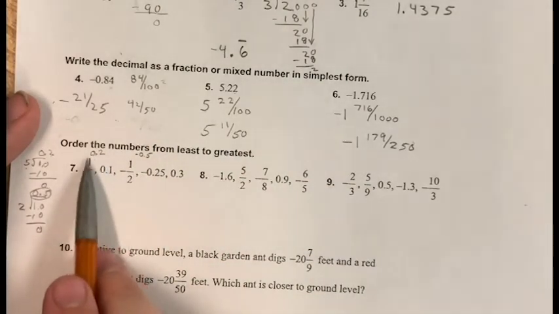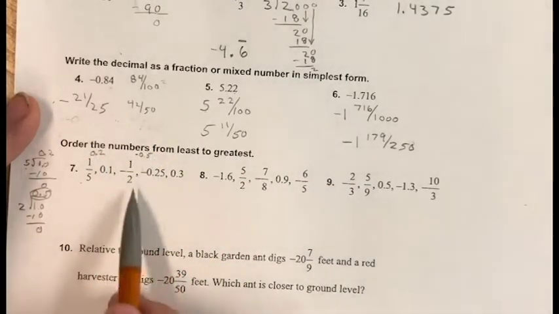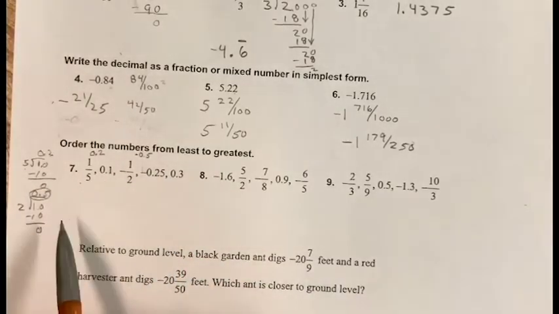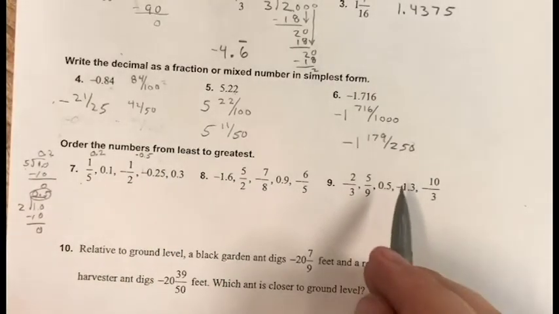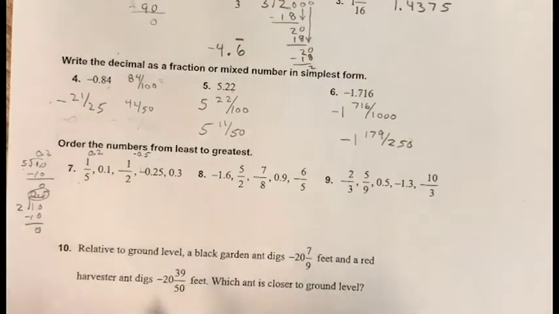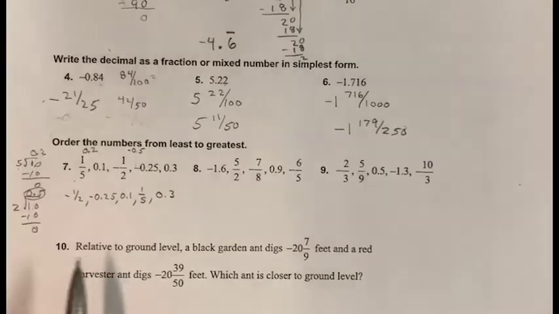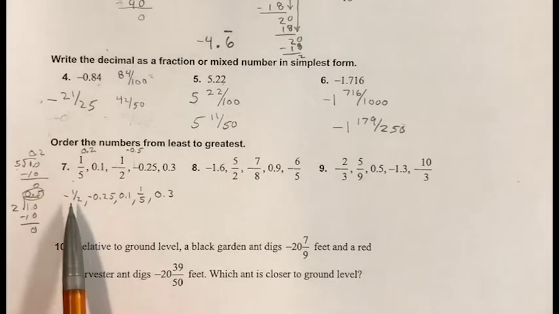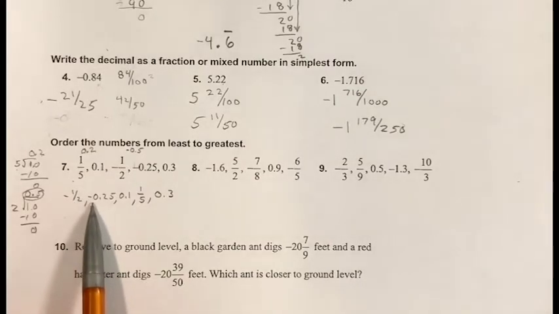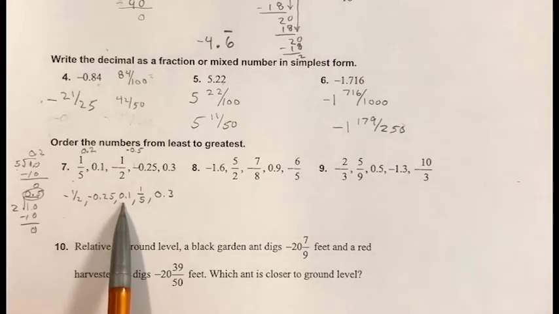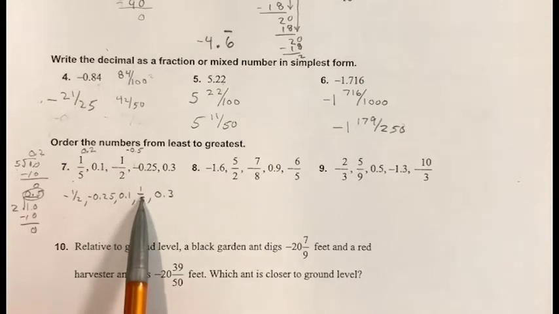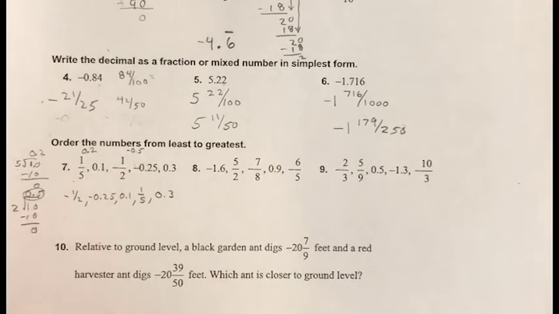Now that I know what this decimal is and what this decimal is, I can compare and contrast all my numbers and write them in the correct order. So why don't you pause the video and try to do that now. Once you've got it all corrected, you should have gotten that -1/2 was the smallest number, followed by -0.25, followed by 0.1, followed by 1/5, followed by 0.3.